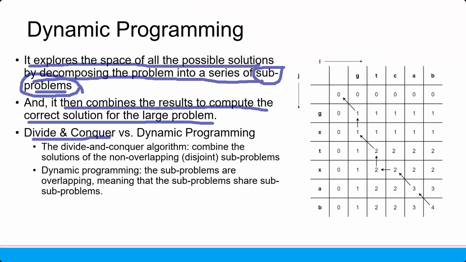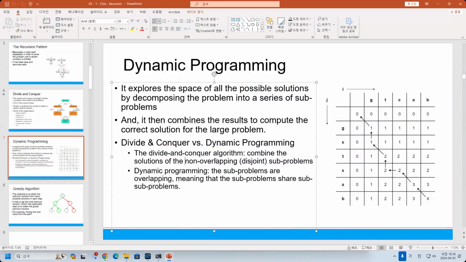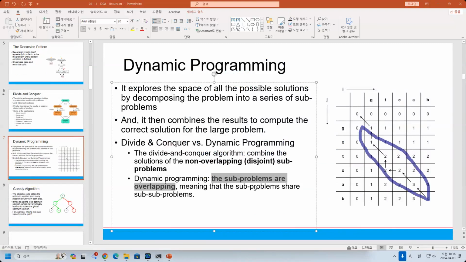So what is the difference between divide and conquer and dynamic programming? The big difference is that the divide and conquer algorithm combines the solutions of non-overlapping subproblems. Okay, so this is the keyword: non-overlapping subproblems. In dynamic programming, the subproblems are overlapping. So later, if you have a chance to learn dynamic programming, some of the subproblems here are overlapping. So we want to find the subproblem solutions to get the solution for the last problem.